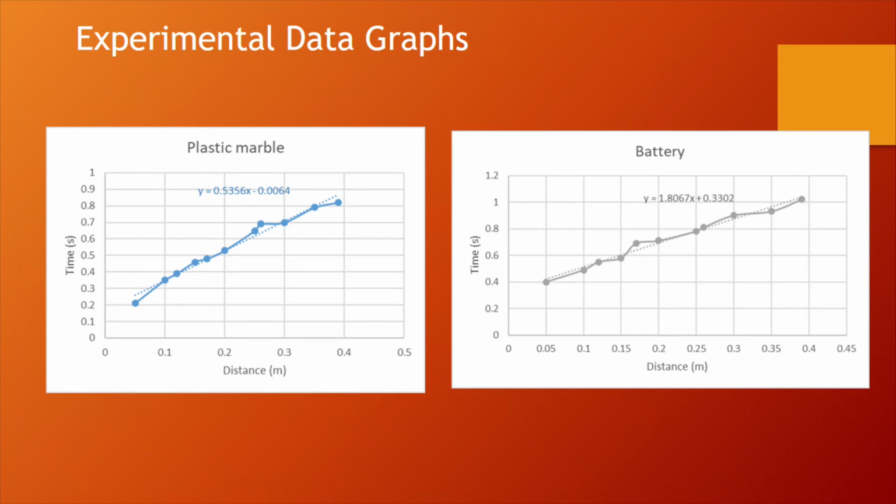Okay, so here are the experimental data graphs. Well, not the complete ones. These are just the graphs of the plastic marble and the battery. As you can see here, I used the data that I obtained by doing the experiment, and then I used them to make these graphs to see if I can obtain a procedure in which I can see if the hypothesis that I mentioned earlier was correct.